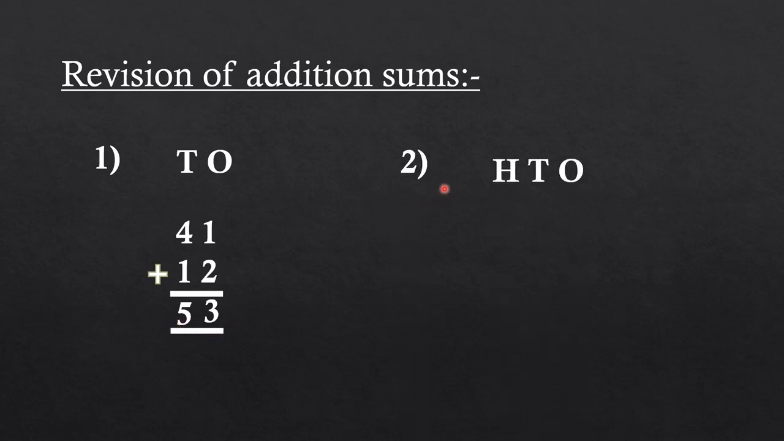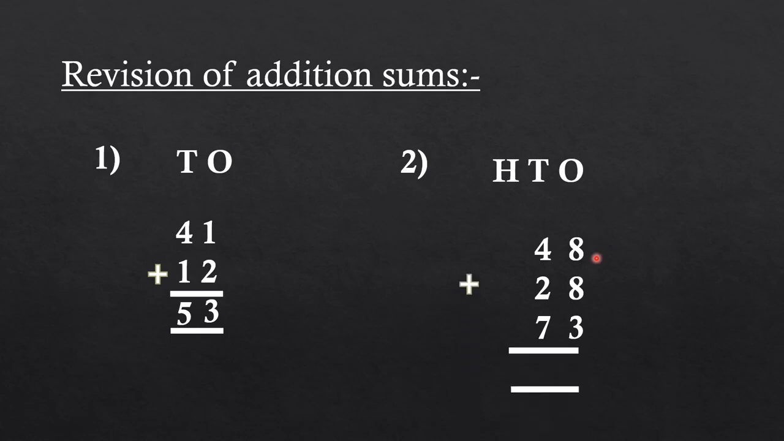Now in question number 2, here we have 3 places, ones, tens and hundreds. Okay, 48 2-digit number, 28 2-digit number and 73 2-digit number. Means we have 3 numbers but all are of 2 digits. Okay, so we will start count from our ones place.